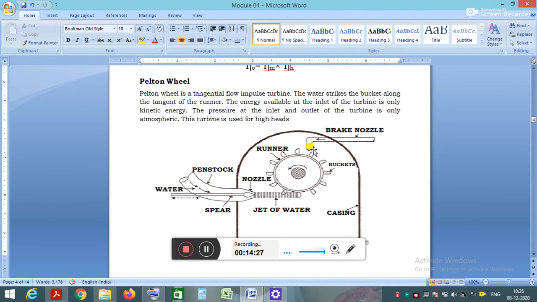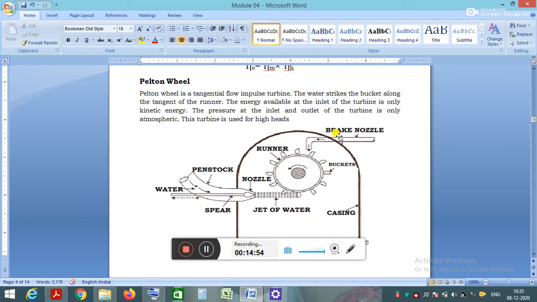Runner is a circular disc which is attached to the shaft, and these buckets are fixed to this runner, and they are evenly fixed. Since it is an impulse turbine, the buckets are evenly fixed on the periphery of the runner.